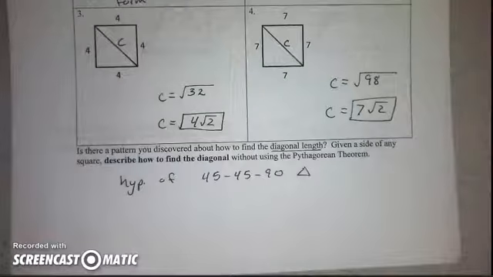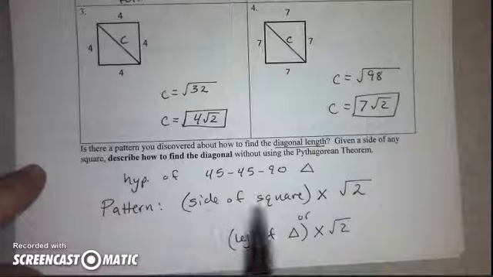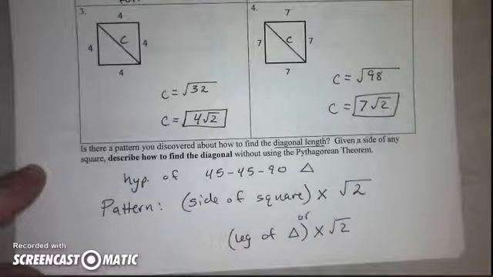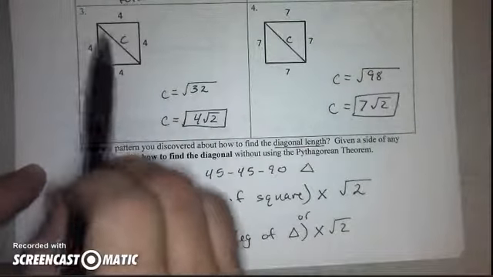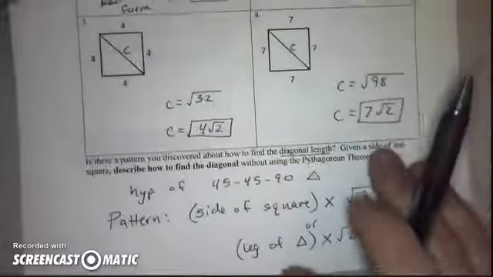Alright, this is the pattern we should have come up with. The side of the square times radical 2 is the pattern we end up with. Every time you look at one of these squares, the diagonal will always be whatever side length that is times root 2.